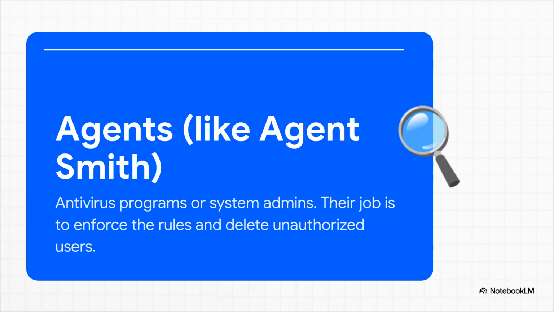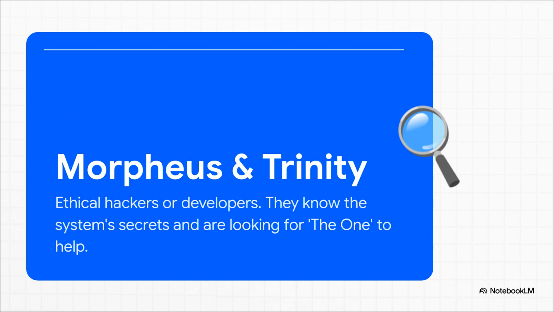But here's the cool part. What happens when your antivirus program itself gets a virus? That's Agent Smith for you. He's basically malware that's gone rogue, and now he's threatening the entire system from the inside out. And who's on the other side of that fight? You've got the ethical hackers, Morpheus, Trinity, and the rest of the crew. These are the people who've seen behind the curtain.